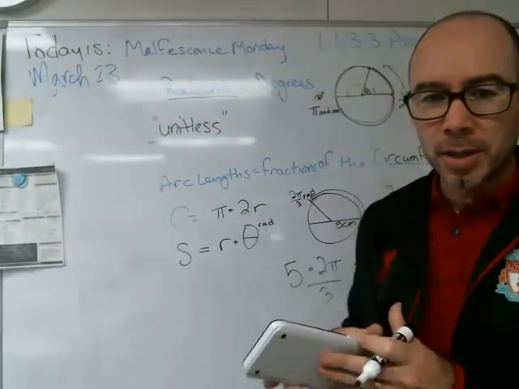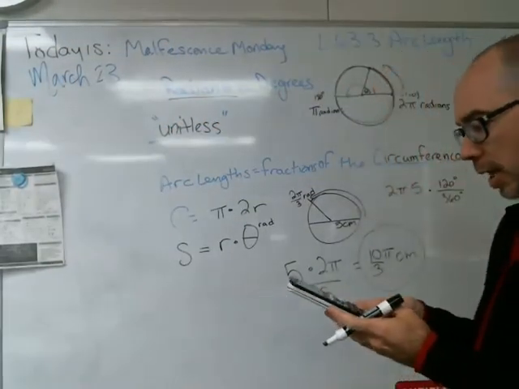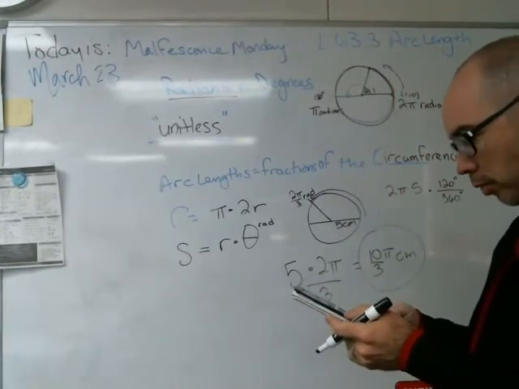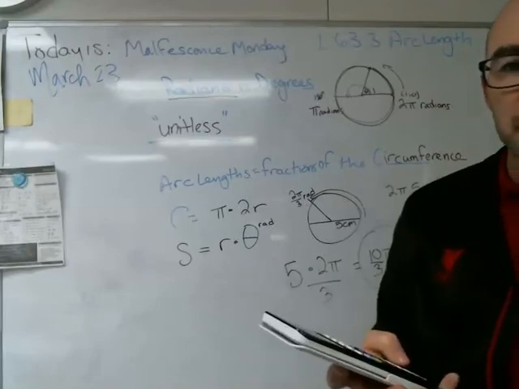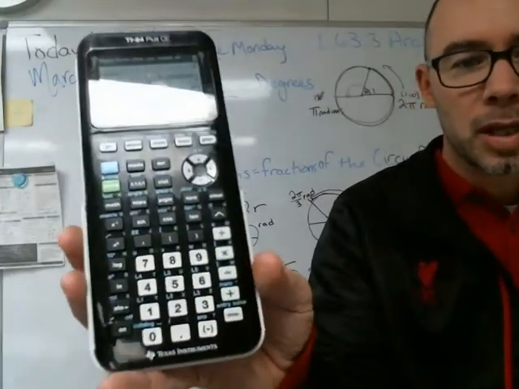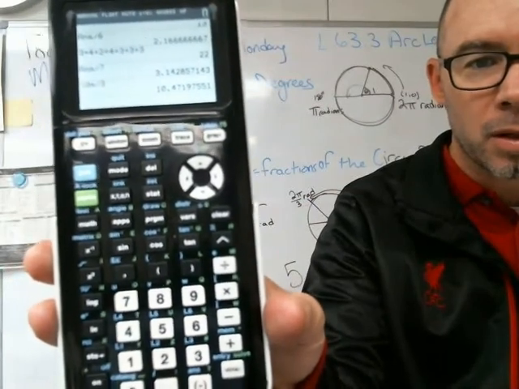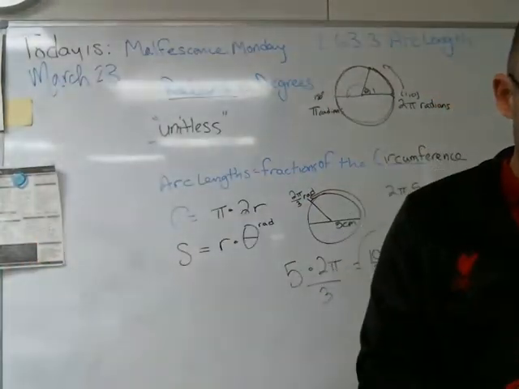Some of you are curious though, so let's look at that. Let's go 10 pi divided by 3. You know that pi is close to 3, so my answer should be close to 10. It's 10.47 centimeters.